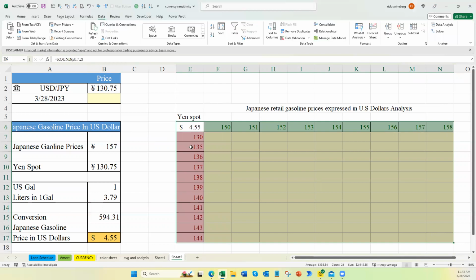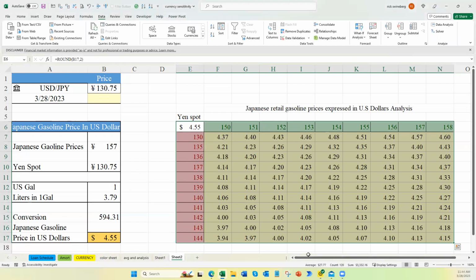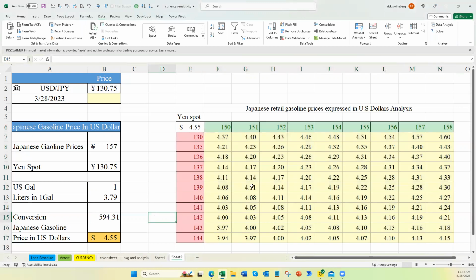So, like I said before, we highlight the whole table. We go to Data, then What-If Analysis, and we go to Data Table. All right, so you get this little dialog box, and then we say what corresponds with the row here. And the row here is the gasoline yen, and the column is the yen spot. And we say okay, and there it is.